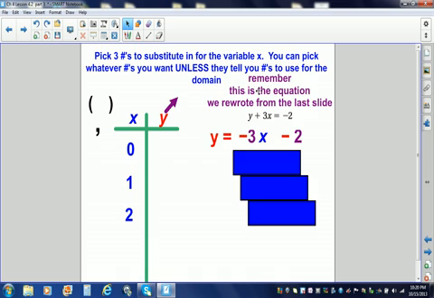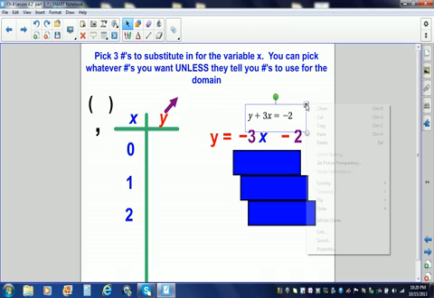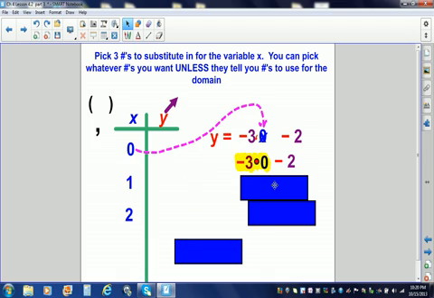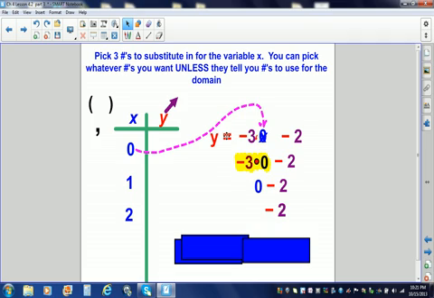All right. Remember, this is the equation we rewrote from our last slide. This is our new equation. We are going to substitute, plug and chug, 0 in for the variable x. When I put a 0 in for x, that means I'm going to multiply them because they were touching each other. I follow order of operations. I now have 0 minus 2. That gives me -2. So y would equal -2.